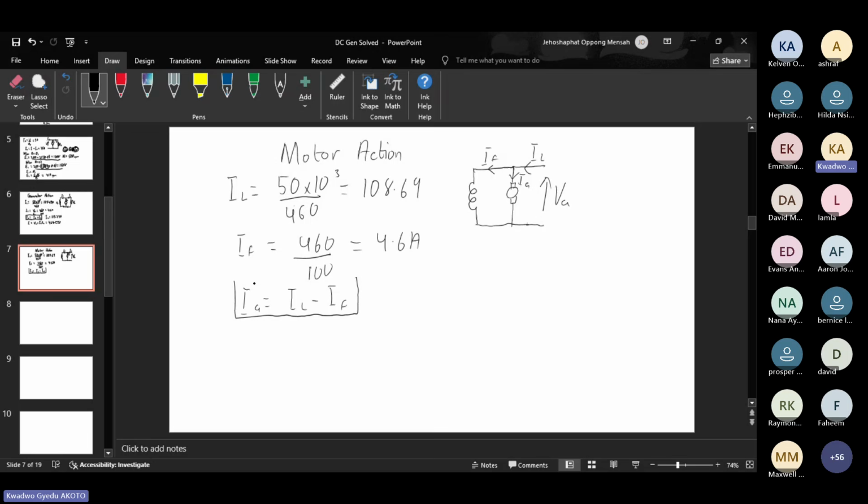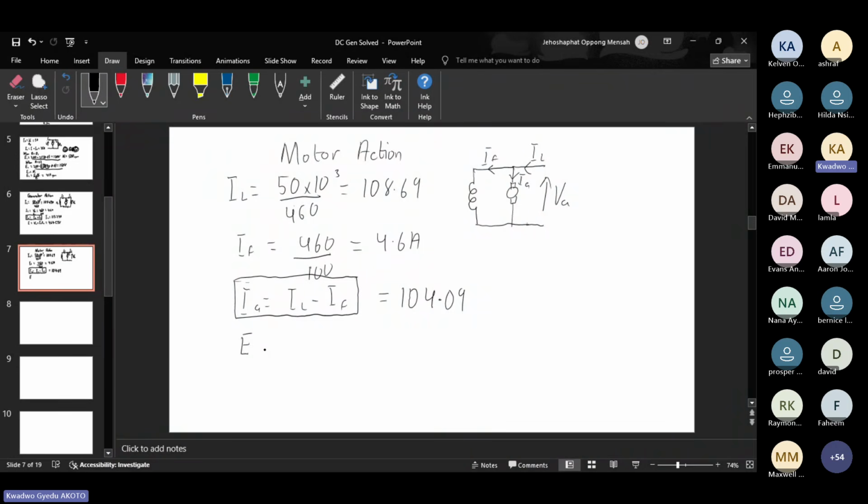We are going to use this to show why the direction will remain unchanged, right? So our IA is now going to give us 104.09.